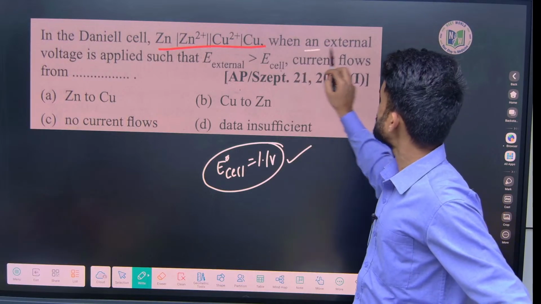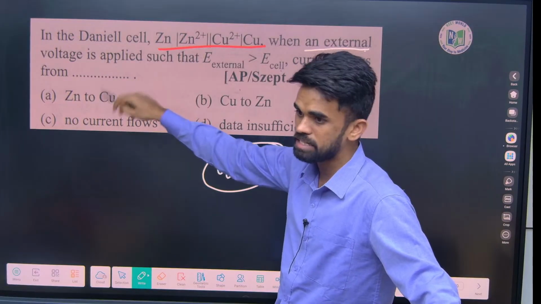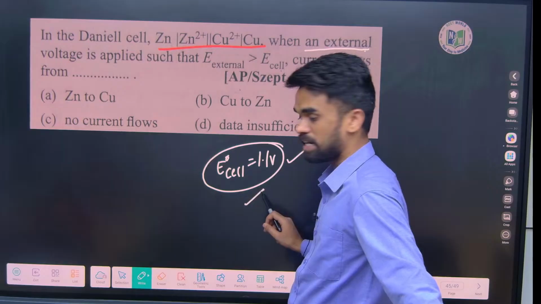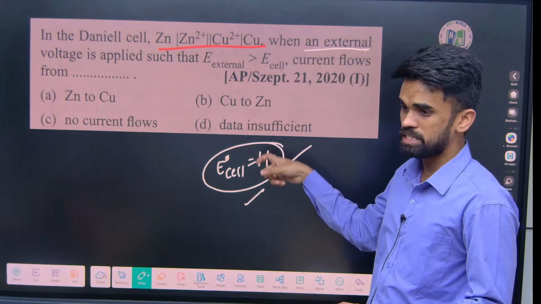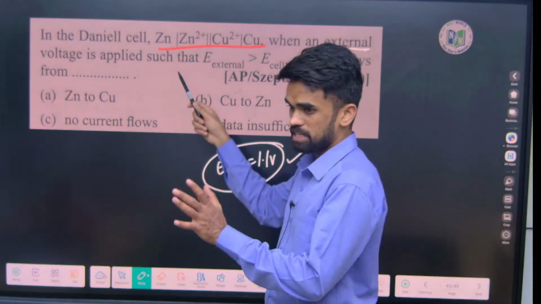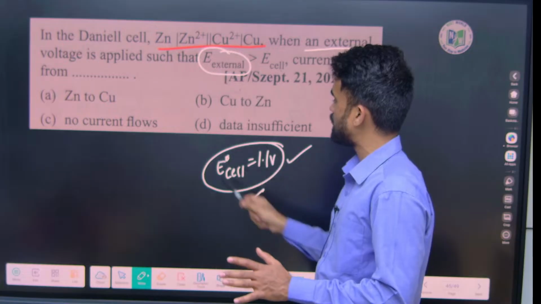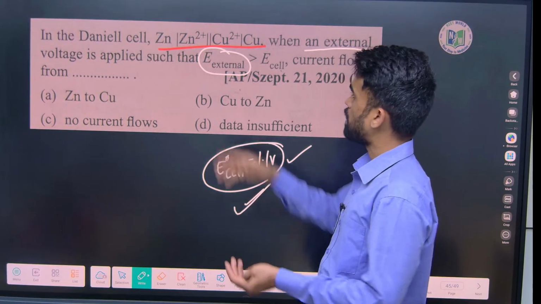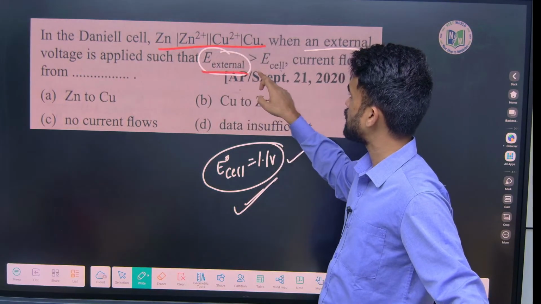Now, when an external voltage is applied, what did they do? Without applying any external voltage, this much energy is generated. Now they are applying external voltage onto the cell, such that the applied external voltage is greater than the cell potential that is generated, 1.1 now. So they might be applying greater than this value. So the applied potential is greater than the cell potential.